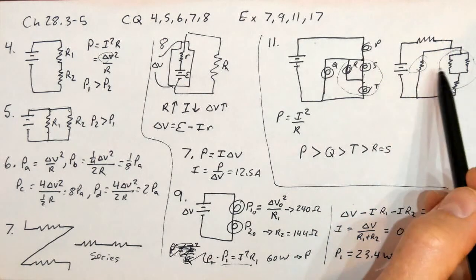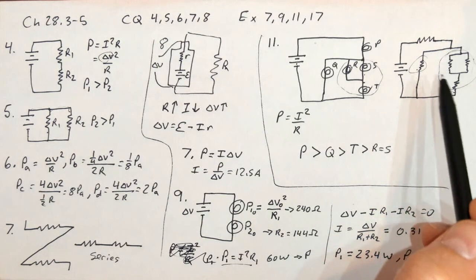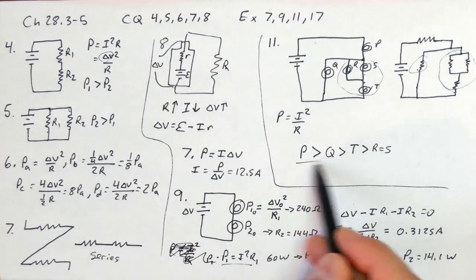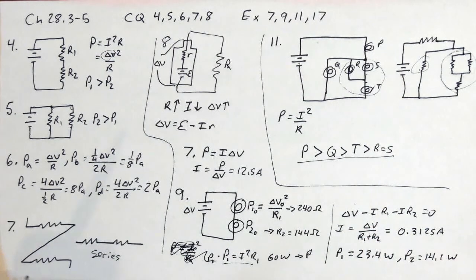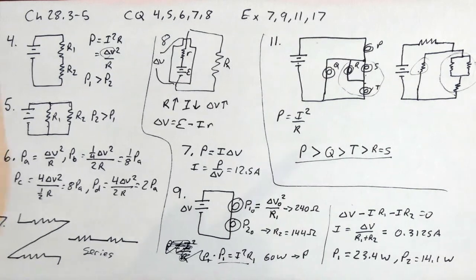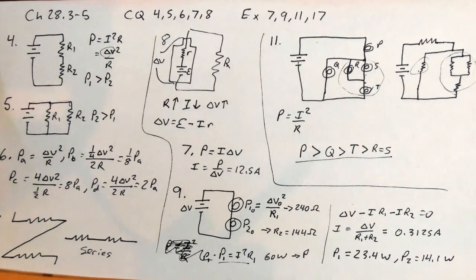Again, rewriting your diagrams to help clarify the physics is really valuable. So we've concluded that ranking of brightness, which in this case, since they have identical resistance, is a measure of the current flowing through them. So now let's move on to our last problem, 17.